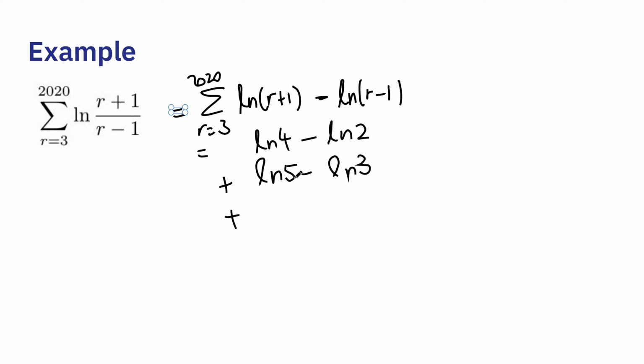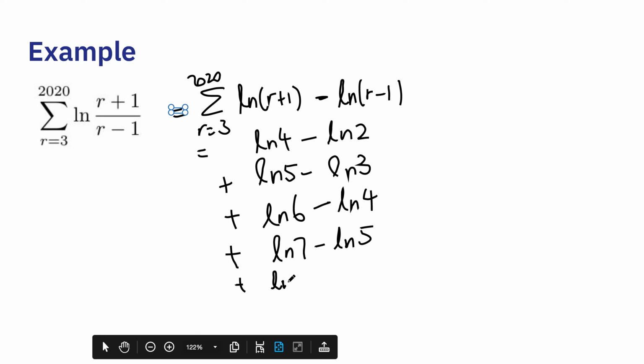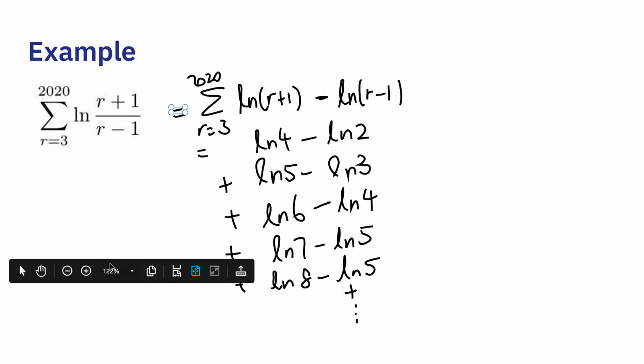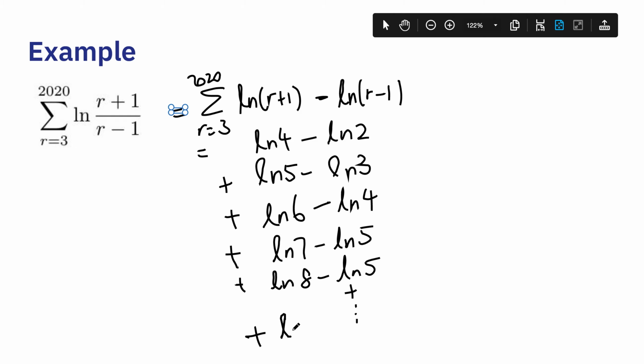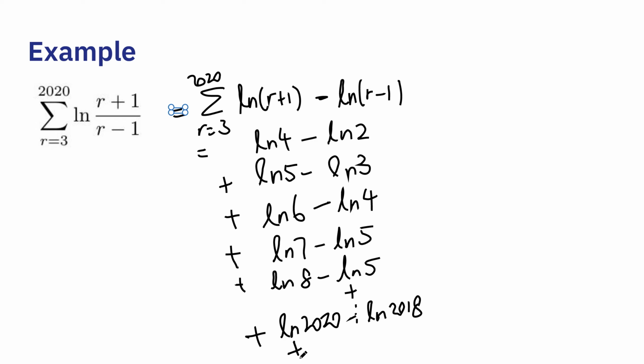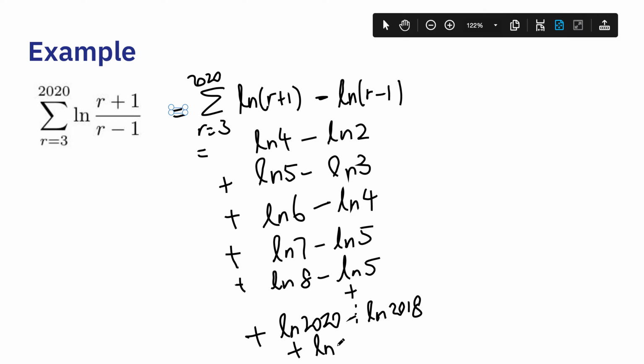So far there's nothing much we can cancel out yet. Then we move on to r equals 5. Then it becomes ln 6 minus ln 4. So write out as many as you can to make it clear to you. Plus ln 7 minus ln 5, plus all the way until you reach ln 2020 minus ln 2018, plus ln 2021 minus ln 2019. So now we make the realization that we can start cancelling out 2 rows apart.